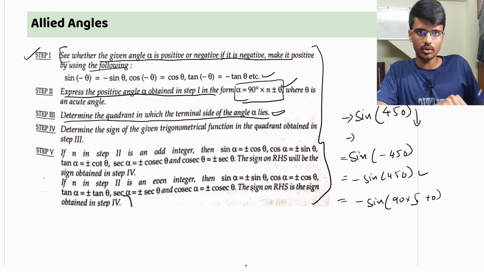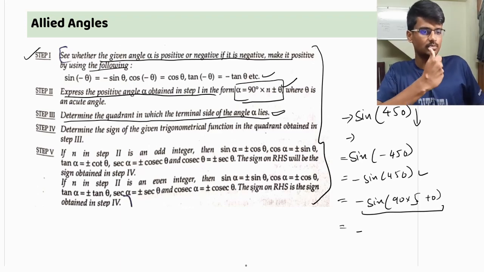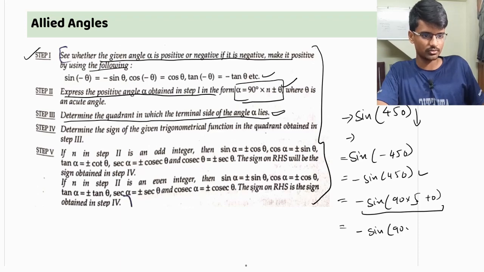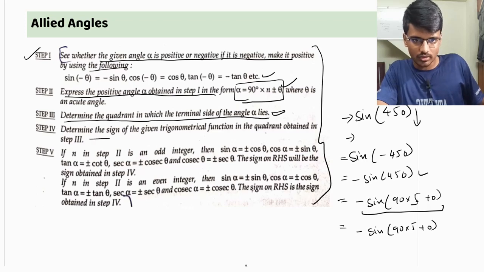4 times if we go 90 degrees, we'll come back to 0 degrees, right? Again, we are going 5 times, doing 90 degrees. That means we'll be in the second quadrant. So in the second quadrant, what is sine? Sine is positive, right? So it is sorted. In the second quadrant, sine is positive. Sign is solved. Then determine the sign of the given trigonometric function.